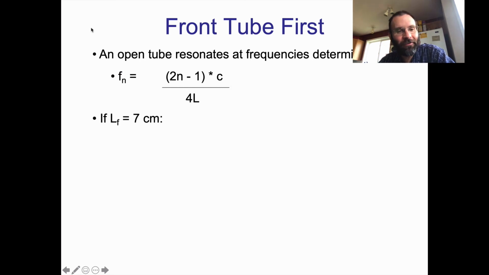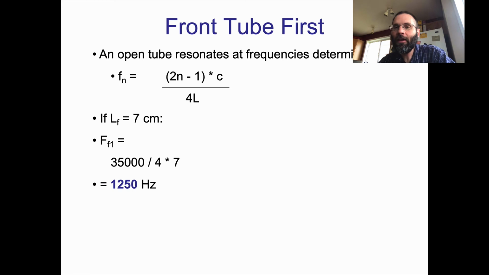So if the length of the front tube is 7 centimeters, and I'm looking at F1, where n equals 1, so 2 times 1 minus 1, that whole thing equals 1. I don't really have to worry about it. C is going to be 35,000 centimeters per second. Then I divide it by 4 times L, which is 7. So 35,000 divided by 4 times 7 is 35,000 divided by 28. If you want to crunch through the numbers by hand or with a calculator, you wind up with an F1 of 1250 hertz.